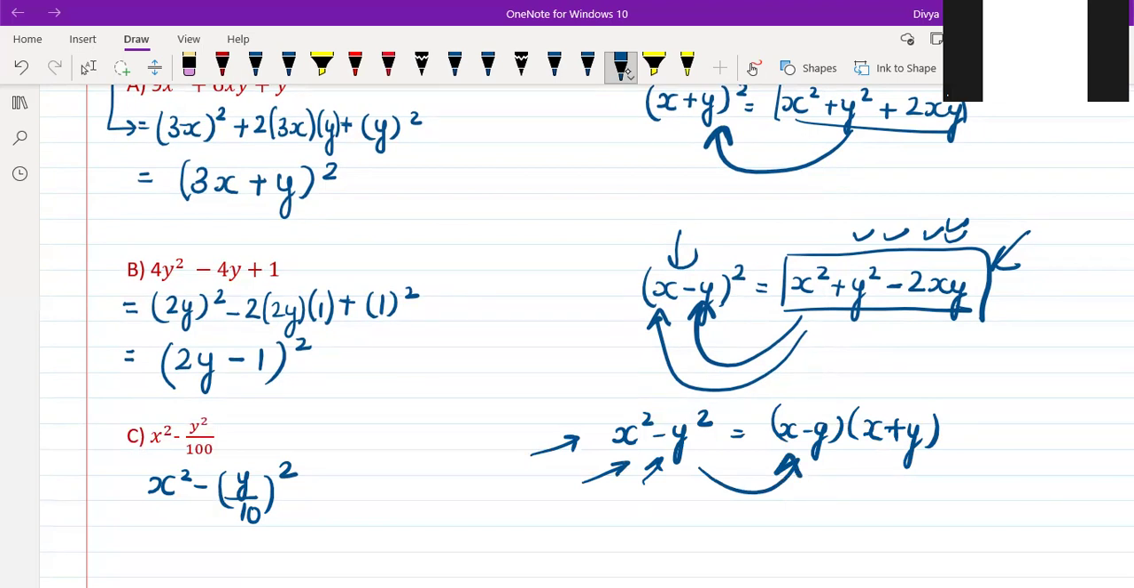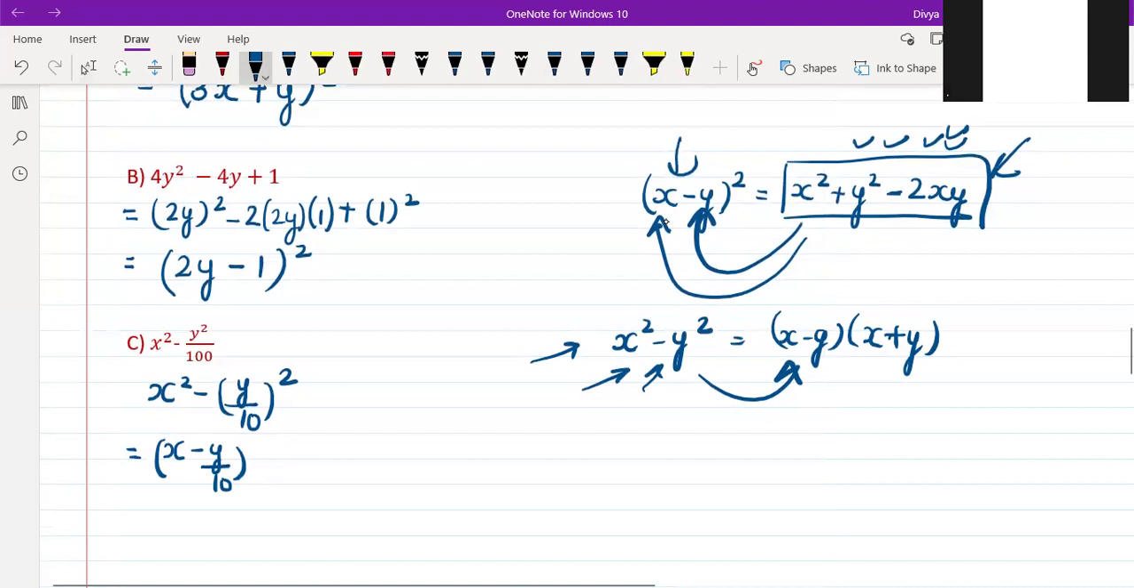So this is my first term here, which is x only, and my second term y is actually y by 10 here. So this is x square minus y square. So let me open it. Let me use the identity here, which will be (x − y by 10) as my first bracket. And the second bracket will have just a positive sign, (x + y by 10). So this is the answer of the C part.